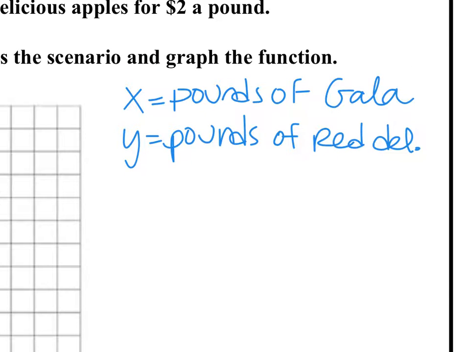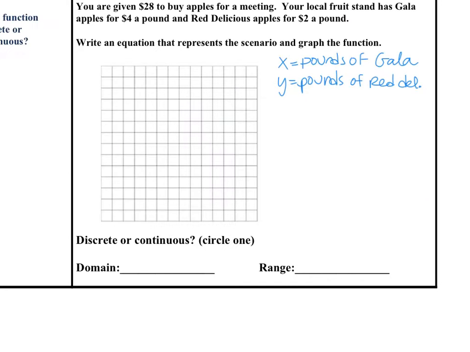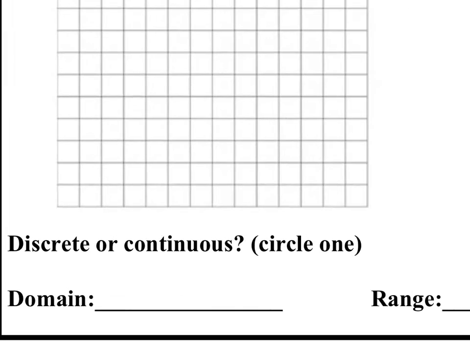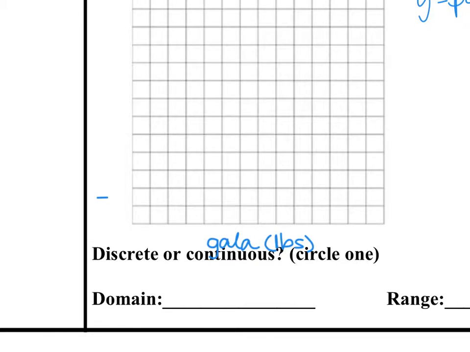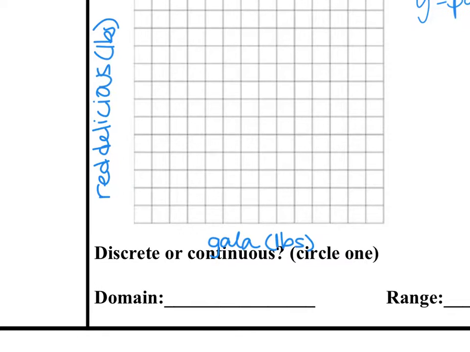So our two variables are x is pounds of Gala apples, y is pounds of Red Delicious. We can go ahead and label that on our graph. So this is pounds of Gala. In pounds, to abbreviate pounds, you do LB, and I'll put LBS, pounds plural. And over here you got Red Delicious. Again, in pounds, LBS. Great.